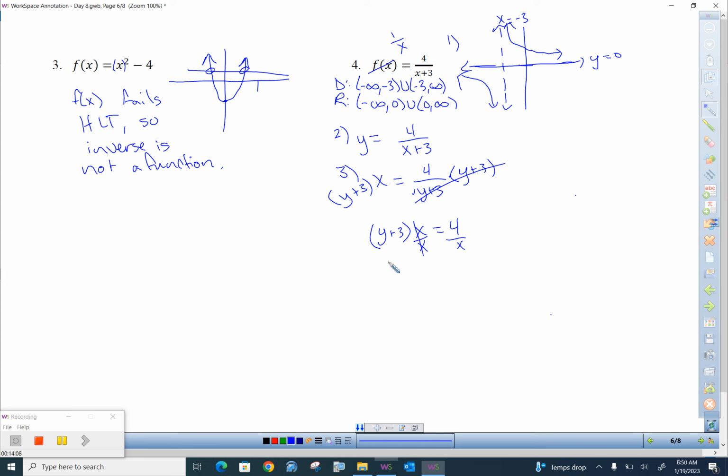So if we do this, then we have y plus 3 equals 4 over x, and we just have to subtract that over.